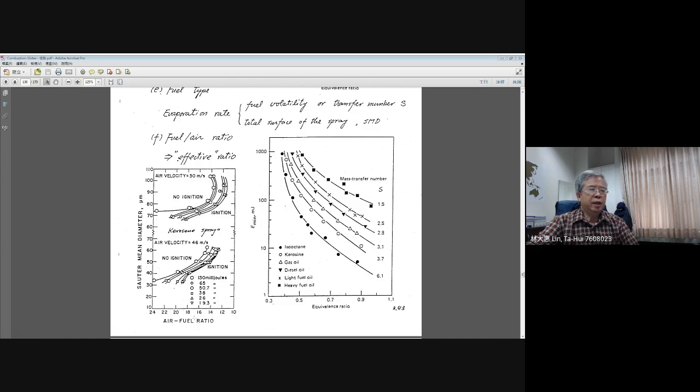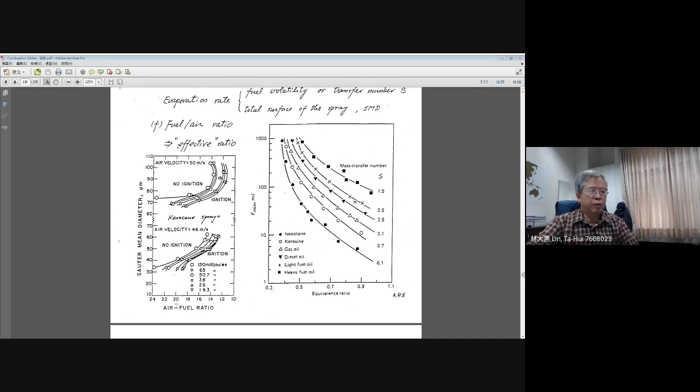conditions. I need to mention here that the horizontal axis represents the air-fuel ratio. When you go to the right-hand side, a small air-fuel ratio means you are going to richer conditions. To the left-hand side, a large value of air-fuel ratio means you go to the lean side. When you go to leaner conditions, then for a given Sauter diameter, you will require a larger minimum ignition energy.